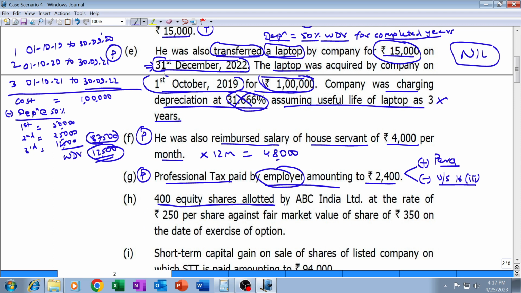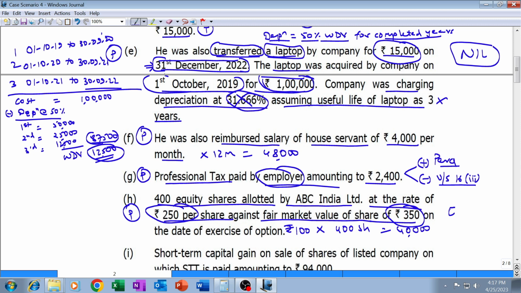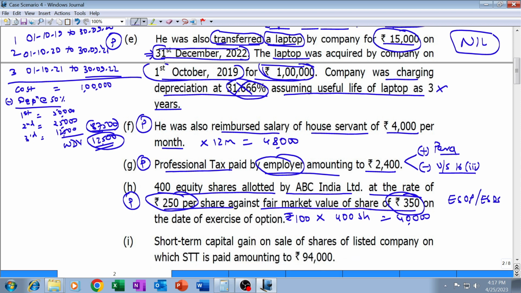400 equity shares allotted by ABC India Limited, his employer, at the rate of 250 rupees per share against fair market value of share of 350. So 350 rupee worth of shares are allotted to him for 250 rupees. That means 100 rupee discount. 100 rupee is a benefit to him per share multiplied by 400 shares, so benefit value will be 40,000 rupees. 40,000 is a perquisite. This is called ESOP, employee stock option plan, under which the benefit derived by him will be chargeable to tax.